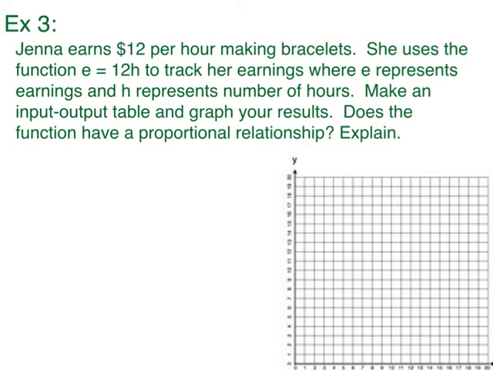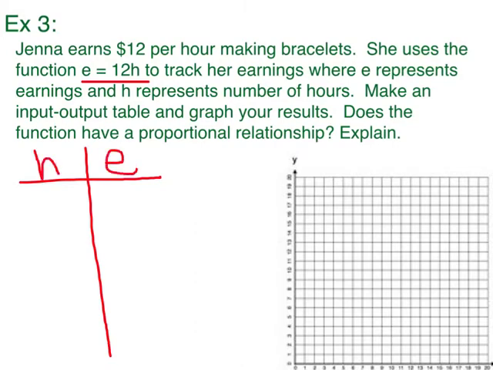Example 3. Jenna earns $12 per hour making bracelets. She uses the function E equals 12H to track her earnings, where E represents earnings and H represents number of hours. Make an input-output table and graph your results. Does the function have a proportional relationship, and explain? So we're going to begin by creating an input-output table, and we're going to choose our own inputs. Our input is what we plug into the equation, so the input is H, and the output is E. That's what we get from our equation.